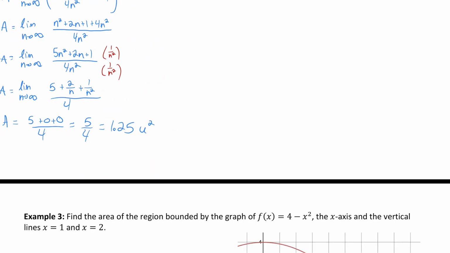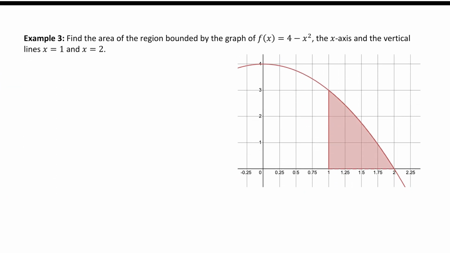Let's do another example, and we can do this one more quickly. Find the area of the region bounded by the graph of 4 minus x squared and the x-axis between x equals 1 and x equals 2. We'll do this again using the limit of a right Riemann sum. Let me rewrite the formula for you. The area equals the limit as n goes to infinity of the sum from 1 to n of f at x sub i times delta x.